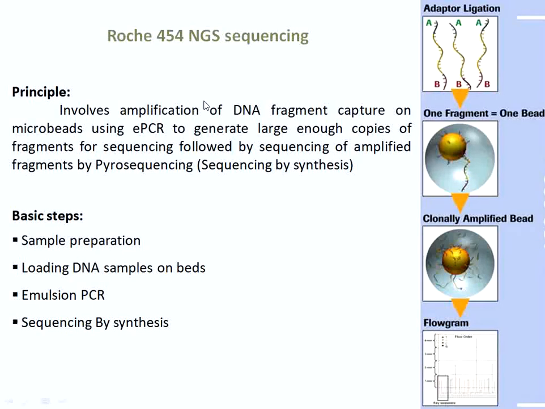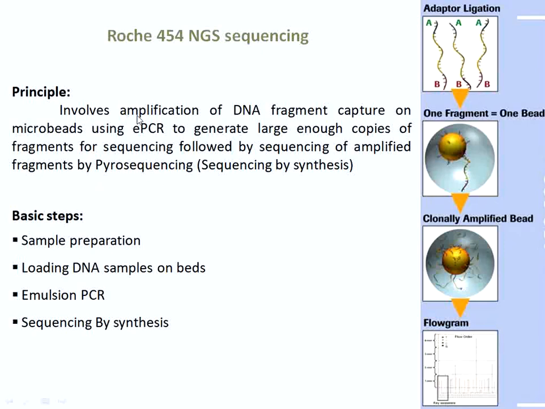Roche 454 is one type of NGS sequencing method. The basic principle behind Roche 454 involves the amplification of a DNA fragment, which is captured on a microbead as a reactor, using emulsion PCR to generate large enough copies of fragments for the sequencing, followed by sequencing of the amplified fragment by pyrosequencing.